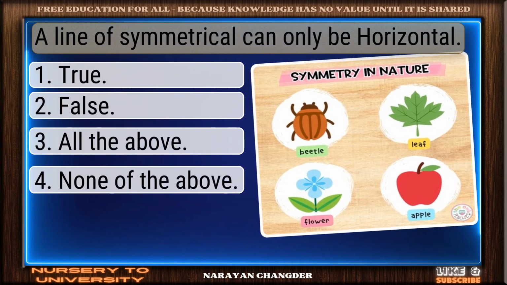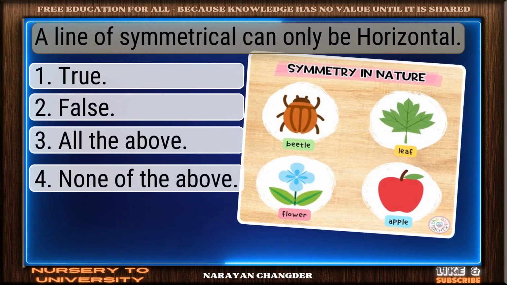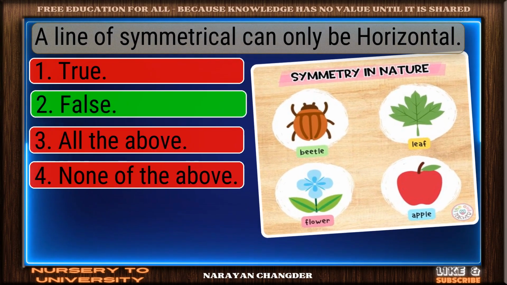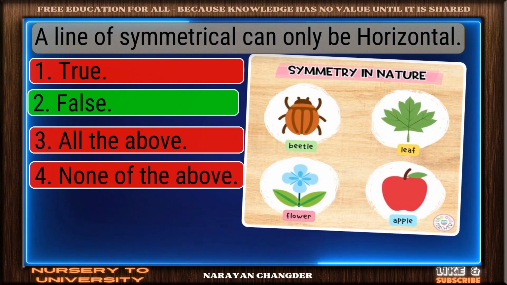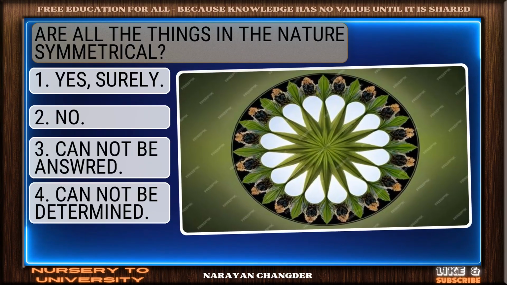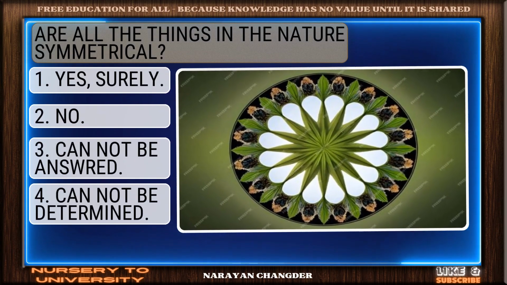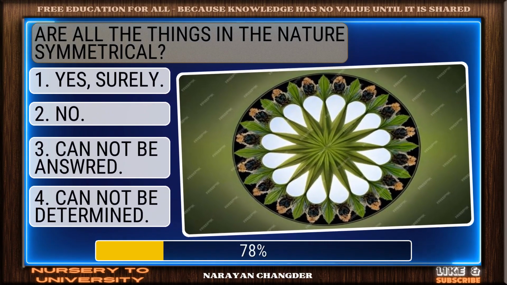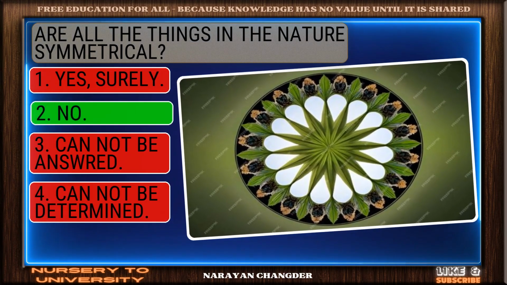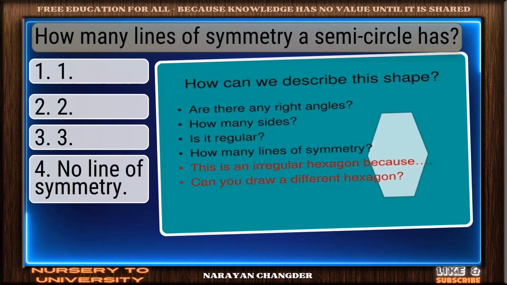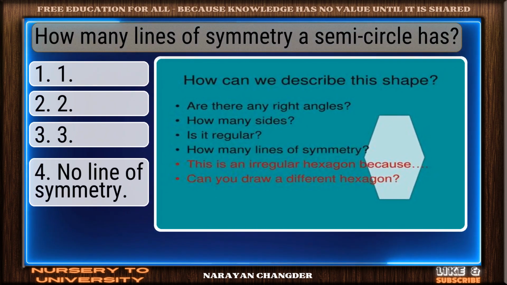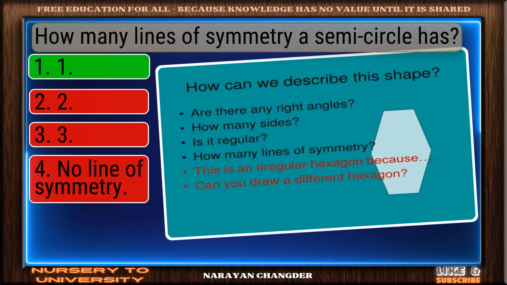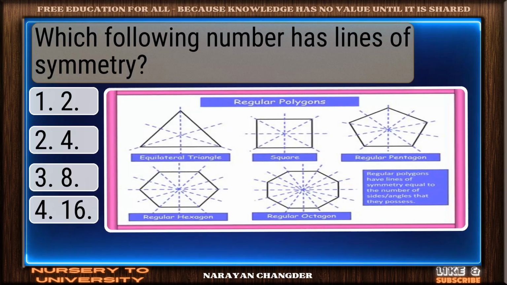A line of symmetry can only be horizontal. Correct response. False is the most accurate answer. Are all the things in the nature symmetrical? You got it. Your choice no is right. How many lines of symmetry a semicircle has? Nicely done. 1 is a solid answer.